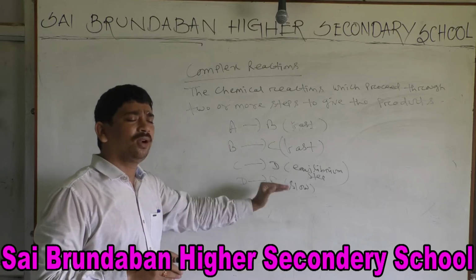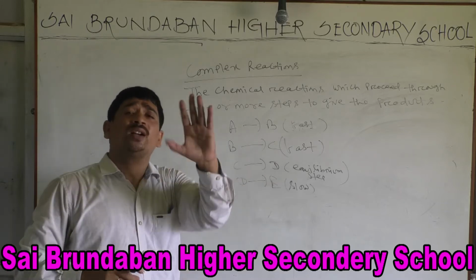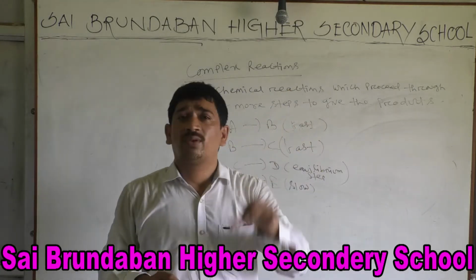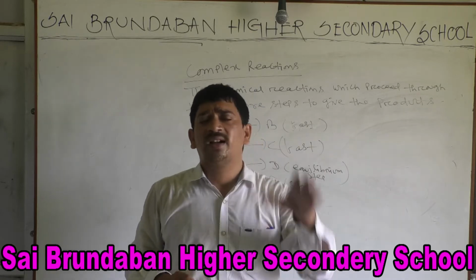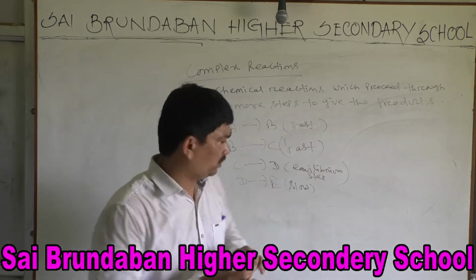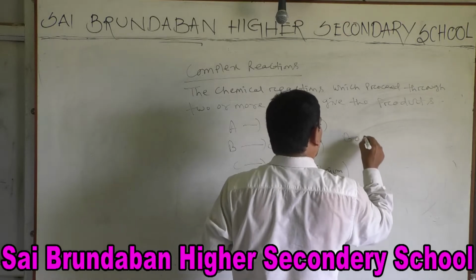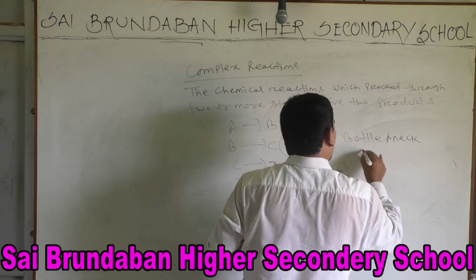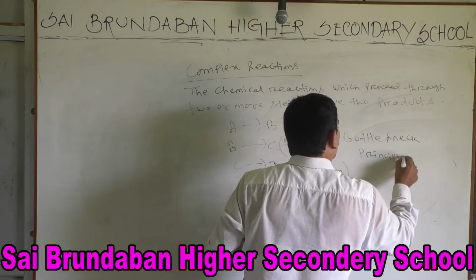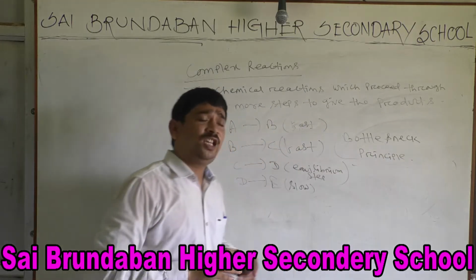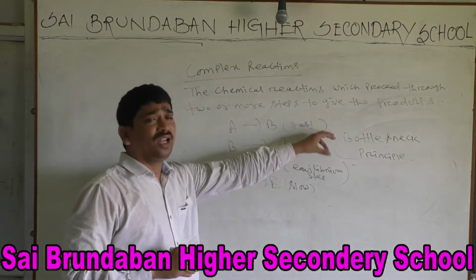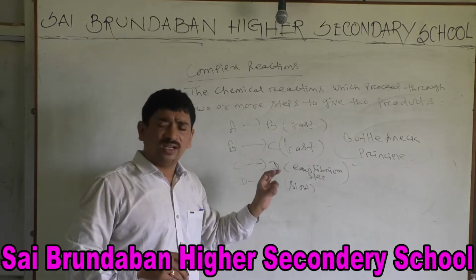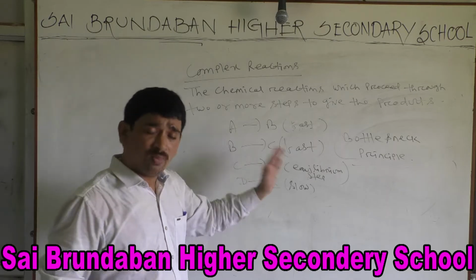From that step we can calculate order and molecularity. That is called the bottleneck principle. What is the bottleneck principle? If there are so many steps of reaction, the slowest step will be the rate determining step. That is known as the bottleneck principle, B-O-T-T-L-E-N-E-C-K principle. So what is the bottleneck principle? If there are so many steps of reaction, then the slowest step will be the rate determining step. From the slowest step, from the rate determining step, we can calculate order and molecularity. Clear?